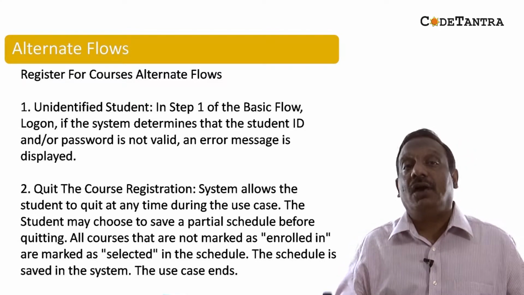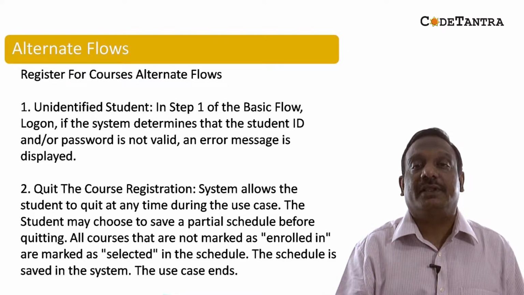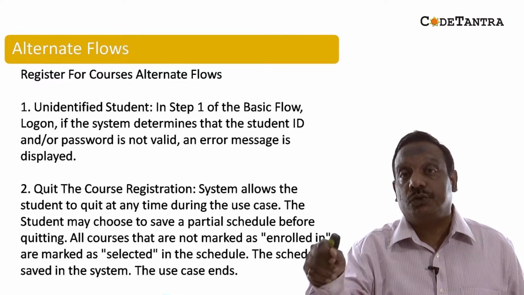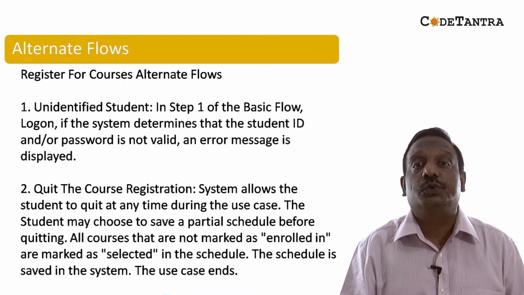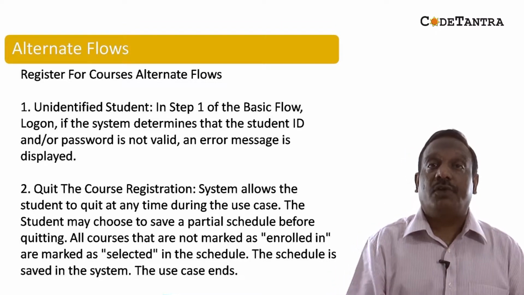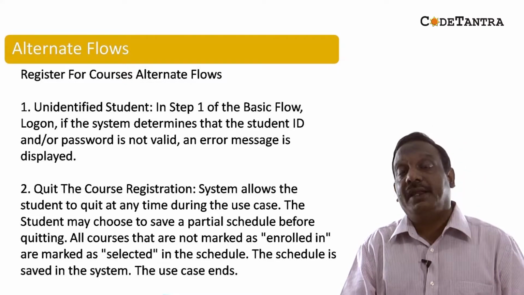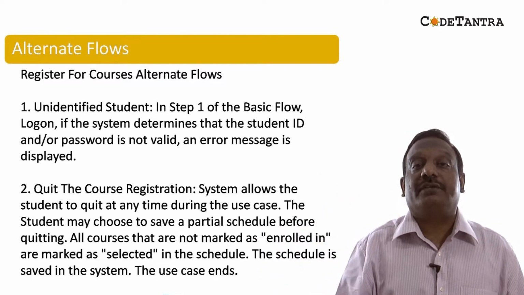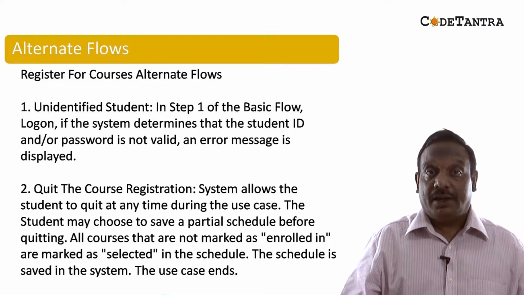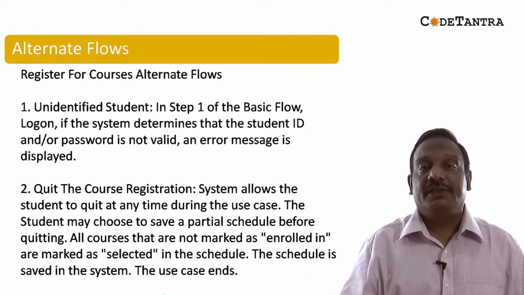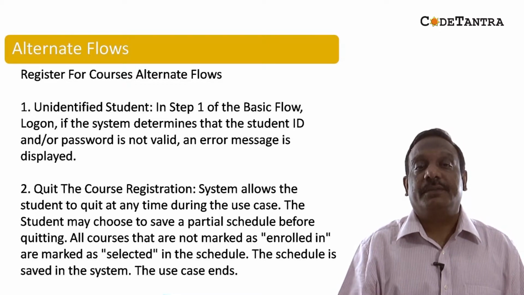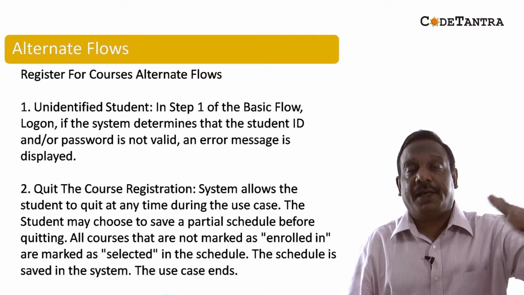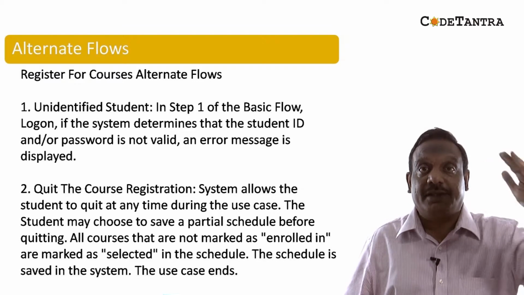The system allows the student to quit at any time during the use case. The student is trying to create a schedule, but at any time the student can choose to press the cancel button. The student may choose to save a partial schedule before quitting. Before cancelling, the student can save, because again he can come back, clarify things in her or his mind and complete it. So all courses that are not marked as enrolled in are marked as selected in the schedule. The schedule is saved in the system, and the use case ends. If cancel happens, that is what happens to the system. We are describing it in a paragraph, not in terms of steps, but you can imagine the steps yourself.